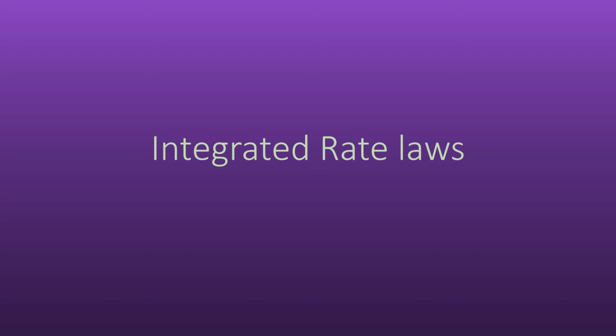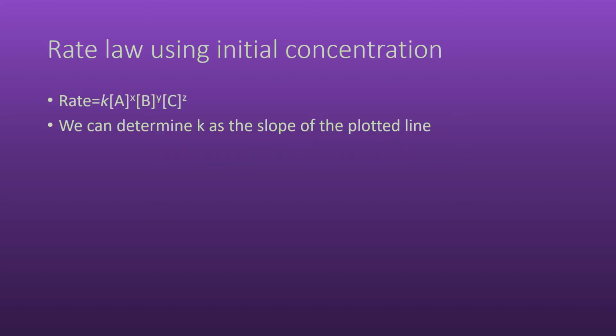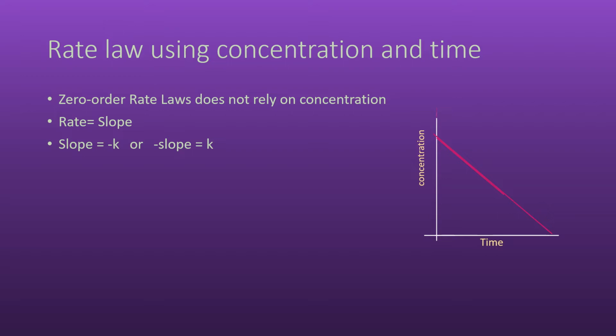Okay, knowing the integrated rate laws is going to help us determine our K value. Once we plot a line based on which order it is, we can determine the slope and then determine our K value. For zero order, the rate law does not rely on the concentration. So the rate is equal to the slope, and the opposite of our slope is equal to K. K has to be positive, so if our slope is negative, then negative slope equals K.